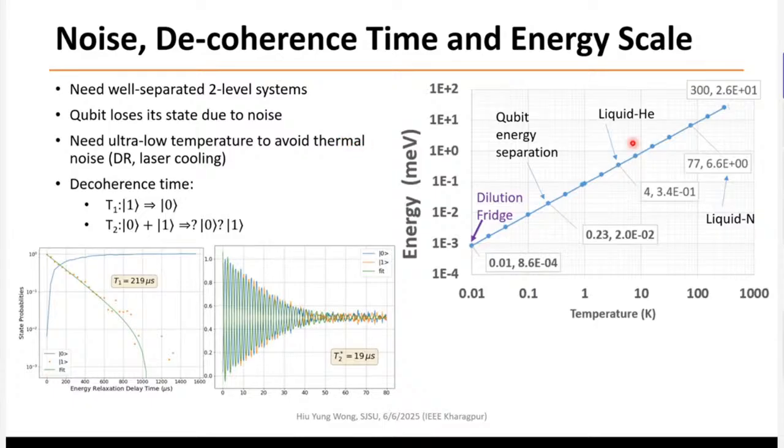Then we need to cool them down, because if you look at the energy versus thermal temperature, room temperature is 26 milli eV already. It's 1,000 times higher than the qubit separation. And that's why, for example, very often in silicon qubits or superconducting qubits, we cool it down in a dilution refrigerator, which is about 10 millikelvin. And for trapped ions, we use laser cooling and sideband cooling to cool them down to millikelvin also. That is also for another reason, to put the train of ions at the ground state of vibration.